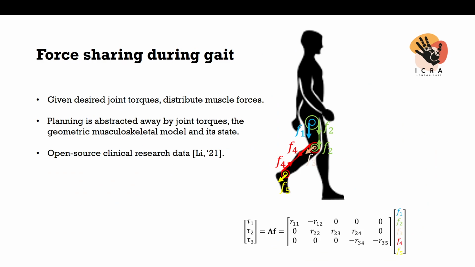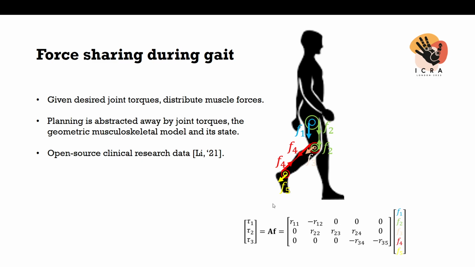The task we have been studying in this paper is the force sharing problem during gait, where we try to distribute muscle forces given some joint torques. So when a person walks, he plans his step, he chooses the torques he's going to apply in his joints, and he distributes the muscle forces accordingly in order to achieve these joint torques. The muscle forces are related to the joint torques via a linear relation, which is described by the geometry of the person's body and ligaments.